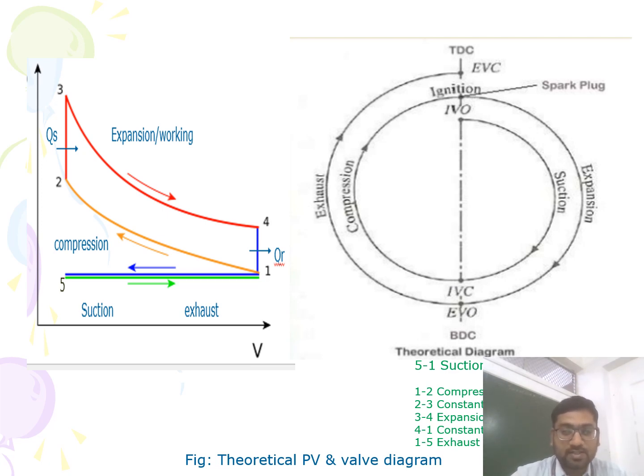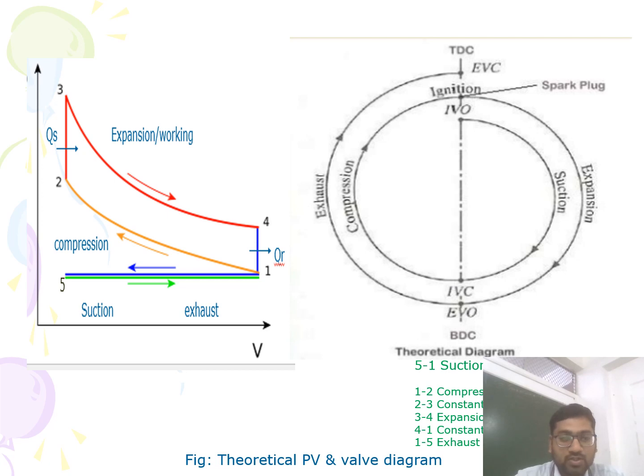As we have discussed earlier, there are 4 strokes: suction stroke, compression stroke, expansion stroke and exhaust stroke. As you can see in these different lines in this PV diagram, 5 to 1 indicates the atmospheric pressure, and at the same pressure the inlet or suction is carried out. After that, line 1 to 2 indicates the compression stroke. During this stroke, both valves are closed and it compresses the charge which was inlet in the suction stroke.